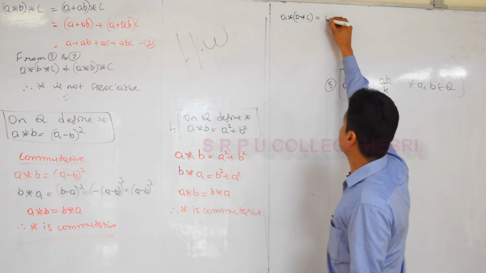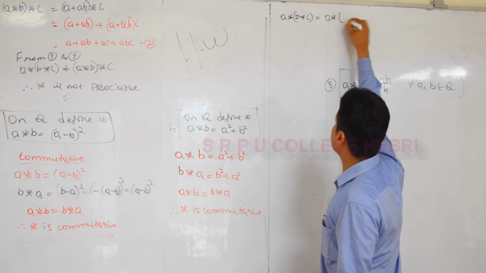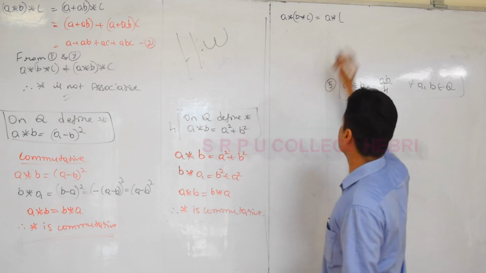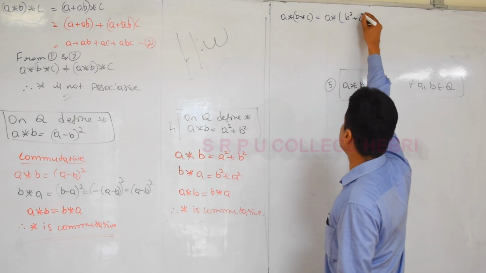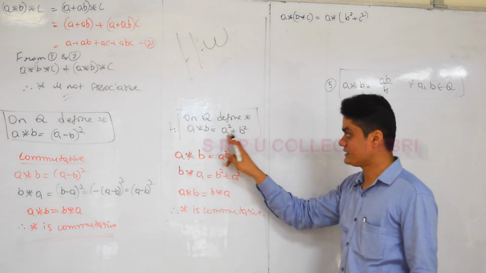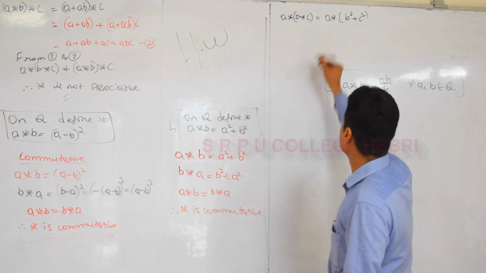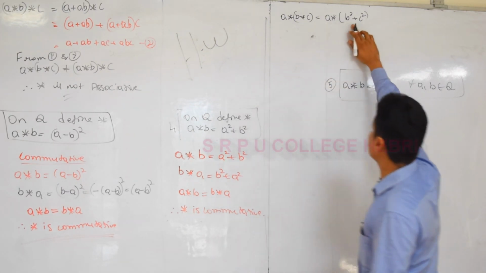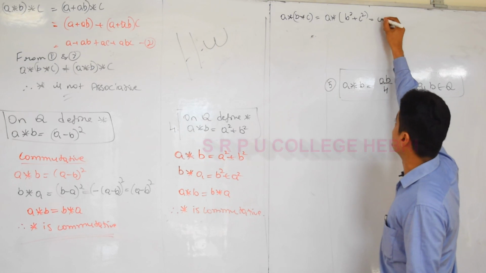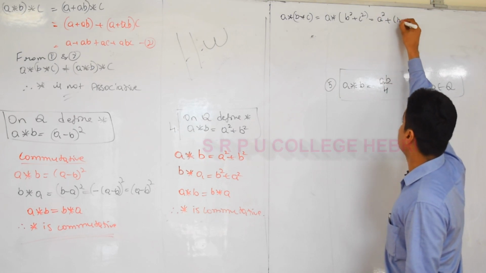That is A star, what is B star C? B star C means B square plus C square. Again apply the same thing. A star B star C is equal to A square plus B square.